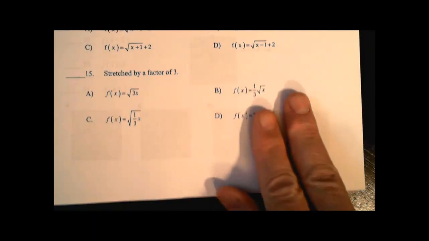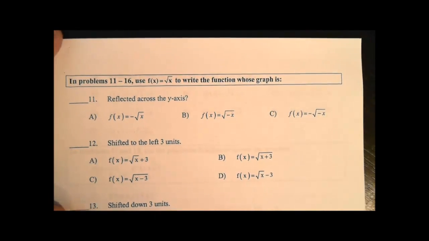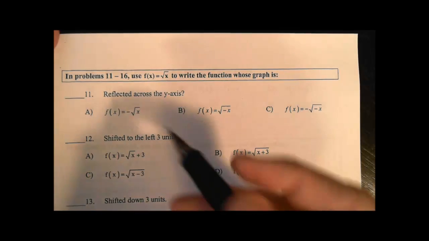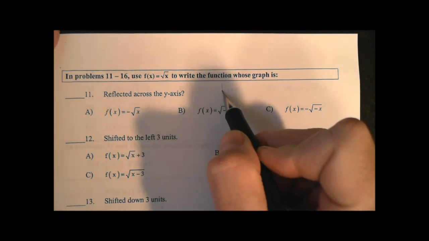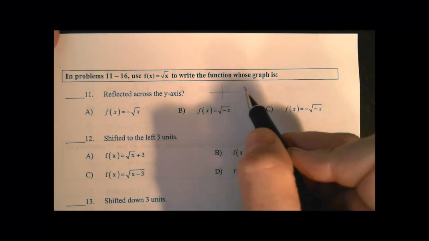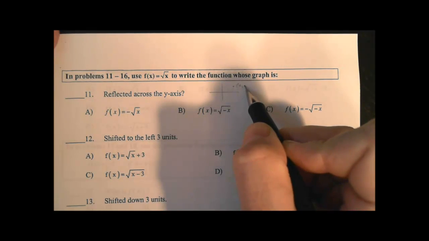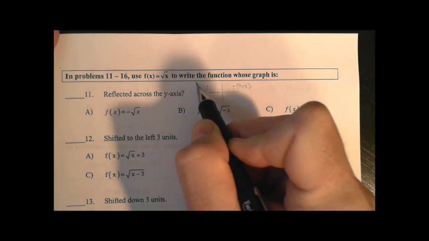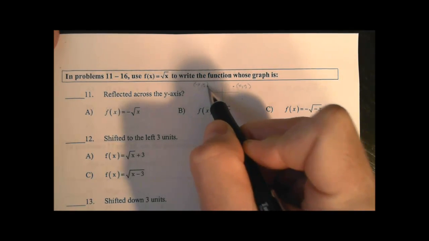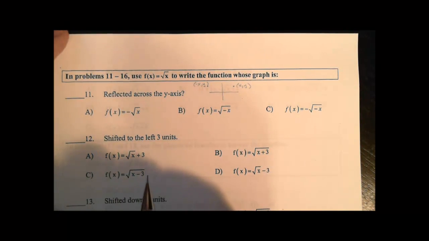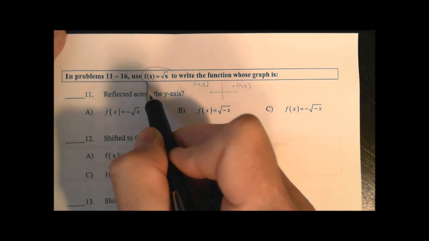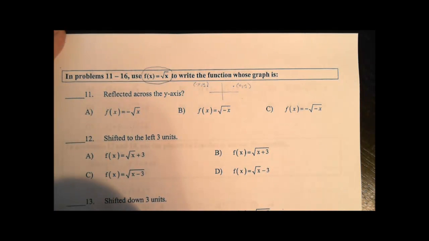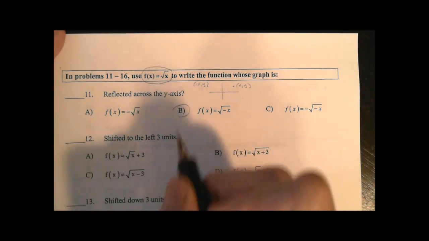So number 11, we want to reflect across the y-axis, and to do this, if you remember, take a point here. To reflect it across the y-axis, which is to take it over here, the coordinates will be minus x comma y. So we need to replace x with minus x. If we start with this, and we want to reflect it across the y-axis, we should replace x with its opposite. So the answer would be B.